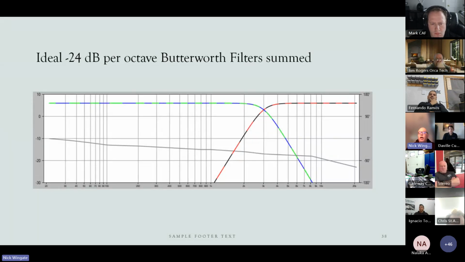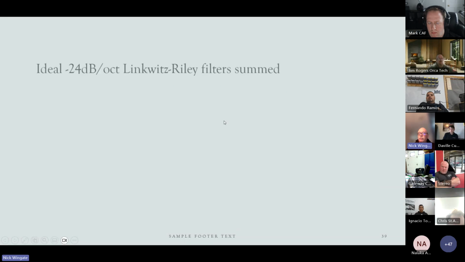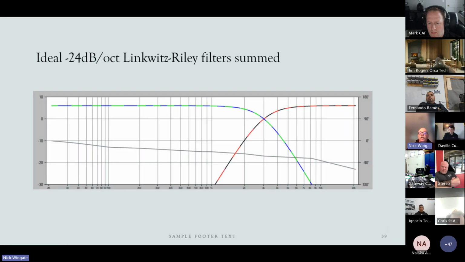Okay, so this is an ideal situation. When these filters are summed, you can see there's very little gap between the two of them, and you can see that this is going to be extremely easy to make things work because there's very little phase shift going on here. In the optimum world, there's very little phase shift. Now, if you take a look at the Linkwitz-Rileys, you'll notice there's a bigger gap here, because of the shape of the filter.